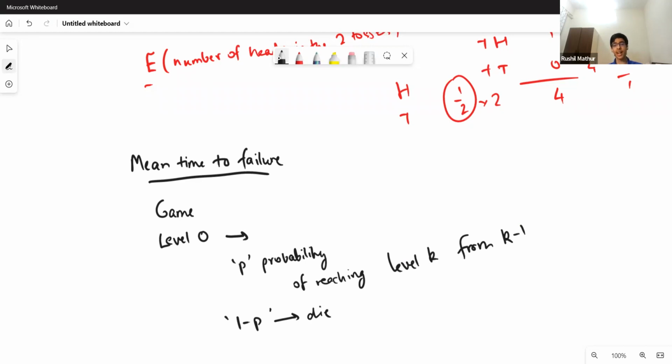So the question here is, we didn't really talk about time, but you can think of 1 second for each level. So the question is, how much time does it take you on average to die? So what's the expected value of the level at which you die?